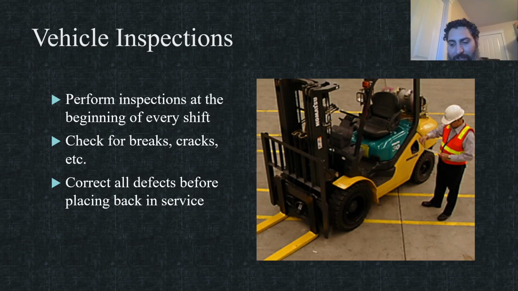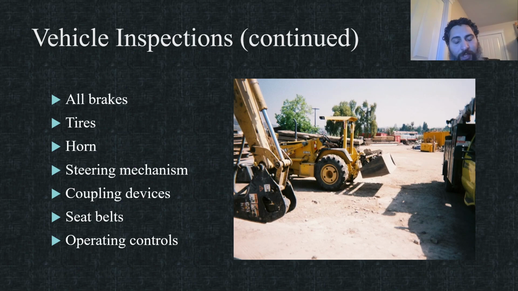Now, here's a list of parts that must be checked for damage at the beginning of every shift. And that is all of your different brake systems, including your service brake system, your emergency brake system, and your parking brake system. You must make sure, for instance, there are no cracks in the brake discs, if you do have disc brakes. You should also check the tires, make sure there are no cracks or cuts in the tires. Make sure that if it is a tire that contains air, that it's holding the correct PSI.